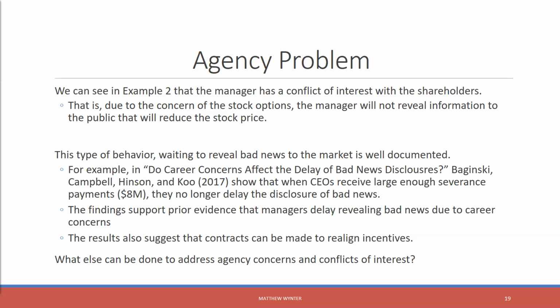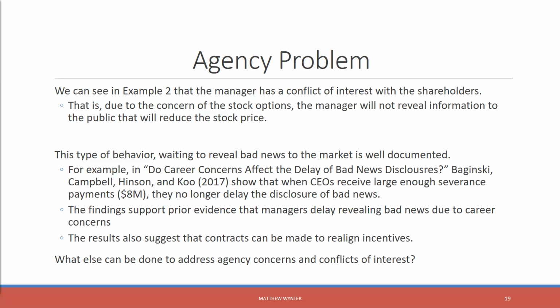So the results really suggest that contracts can be made to realign incentives. Severance packages are sometimes really negatively reported on in the news. You'll hear the term golden parachutes, or you'll hear how a CEO is getting paid millions upon millions, even though they got fired. Part of the reason for that type of contract is that you really want to encourage the CEO to be less concerned about their career and their next career, and more concerned about your interest as a shareholder.